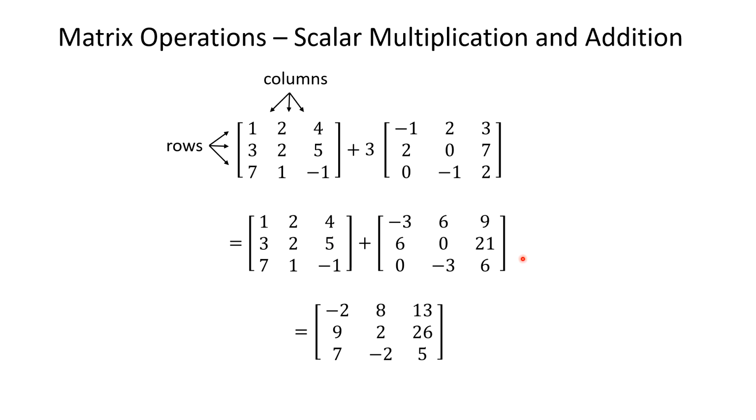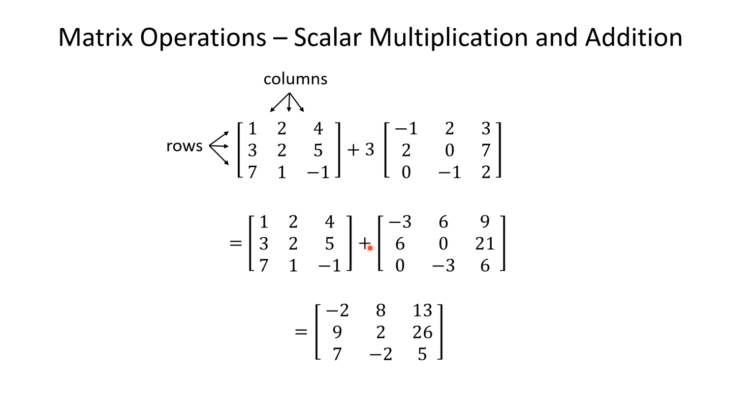And now we can add them. The way you add is like terms in the same position are added. So you have the 1 and the -3, and you get -2, 2 and 6, 8, 4 and 9, 13. You go down to the second row. 3 and 6 is 9, 2 and 0 is 2, 5 and 21, 26. And so on. So that's quite basic.